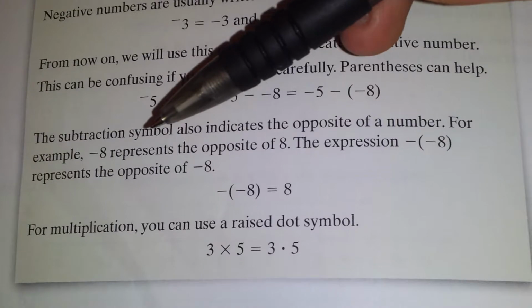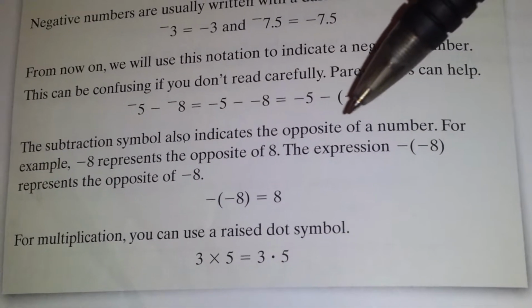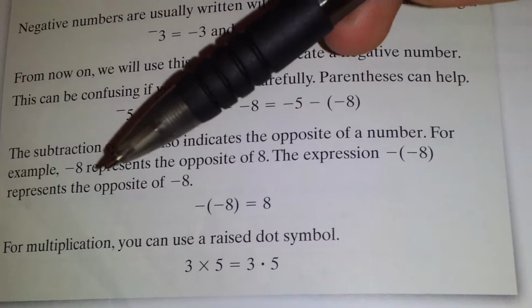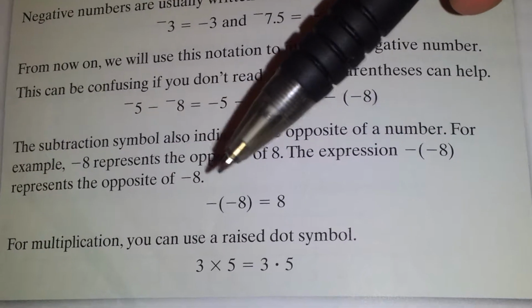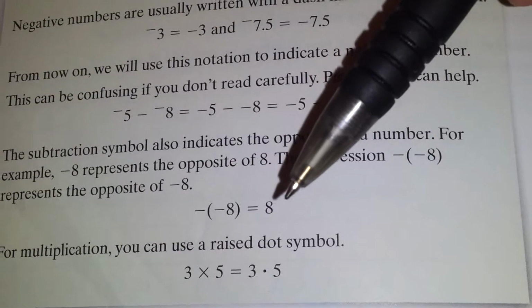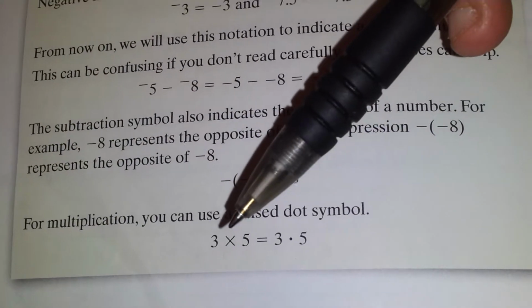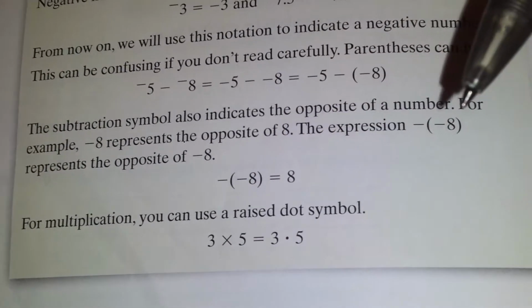Did you know that the subtraction symbol also indicates the opposite of a number? So negative 8 is the opposite of 8. And if you subtract negative 8, it means the opposite of negative 8. The opposite of negative 8 is 8. And for multiplication, that times symbol and this dot mean the exact same thing.